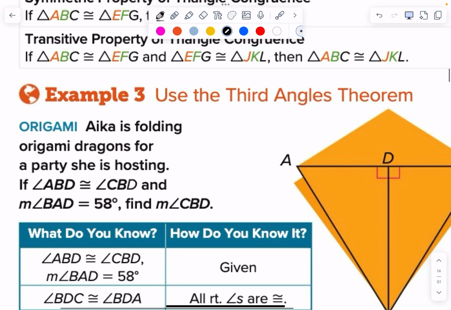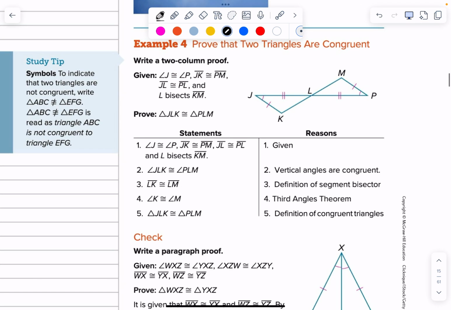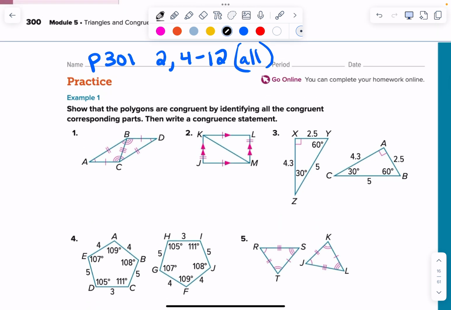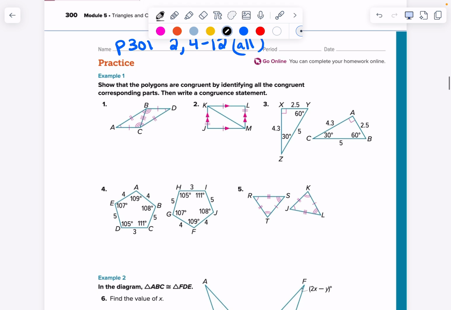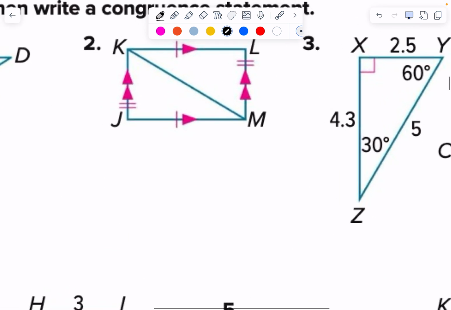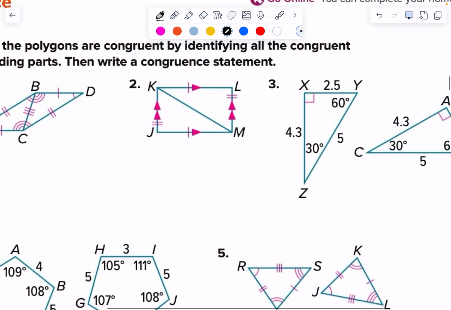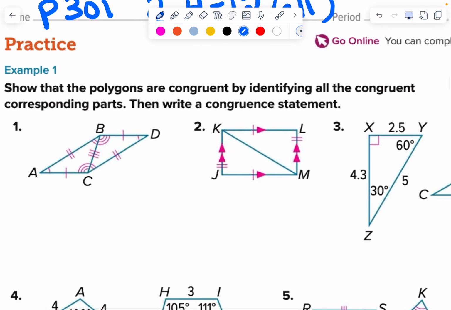All right. Next. We're not going to go through the proof. I don't want to go through the proof. Okay, we do 2 together. You got to do 4 and 5 on your own. Okay, 2 and 4 and 5 are all the same. 4 is going to be awful. Why is 4 awful? Because it's a pentagon. There's 5 of them. Okay, show that the polygons are congruent by identifying all the corresponding parts.